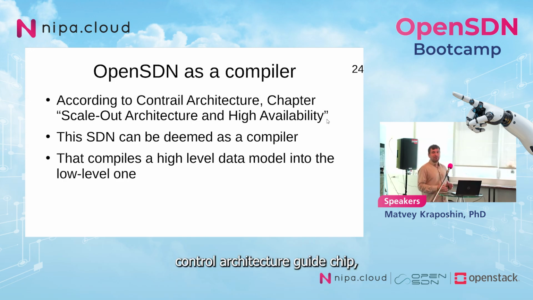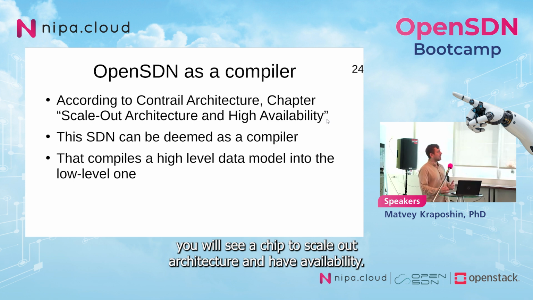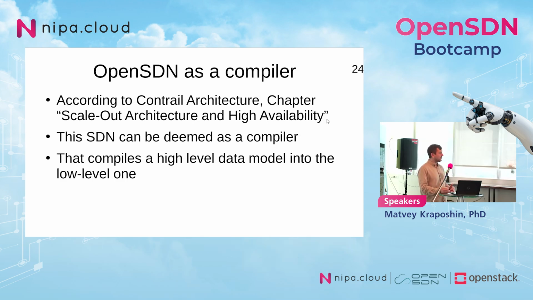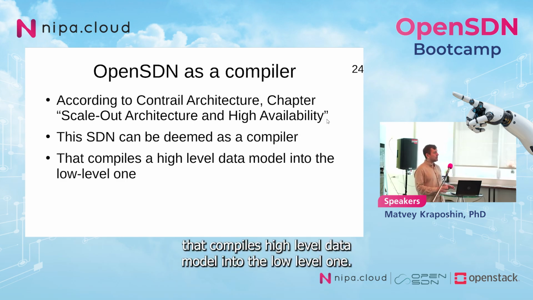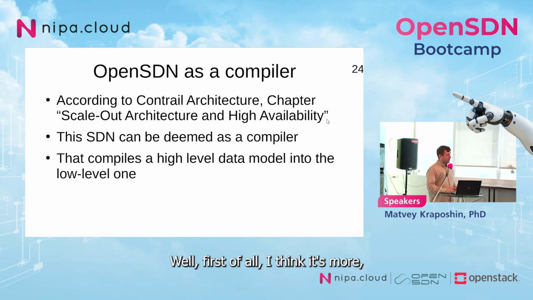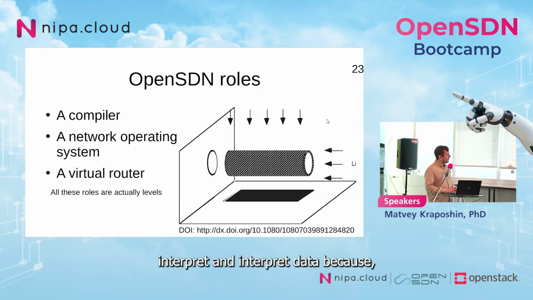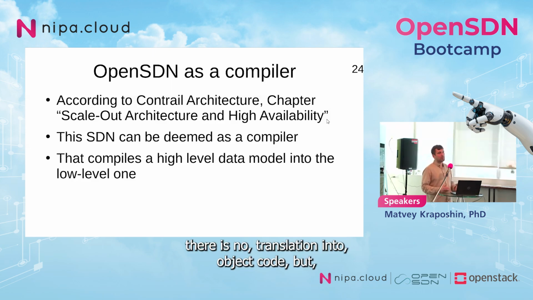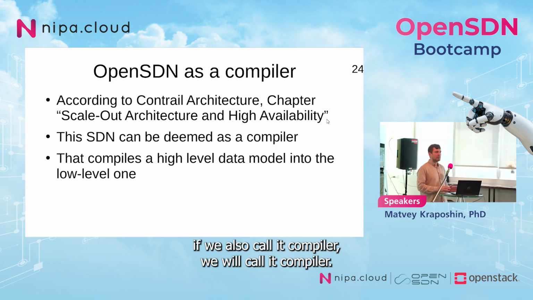If you look into the Contrail Architecture Guide, you will see a chapter, Scale Out Architecture and High Availability. And the authors consider OpenSDN as a compiler that compiles a high-level data model into a low-level one. Well, first of all, I think it's more of an interpreter, because there is no translation into object code. But if the authors call it a compiler, we will call it a compiler.